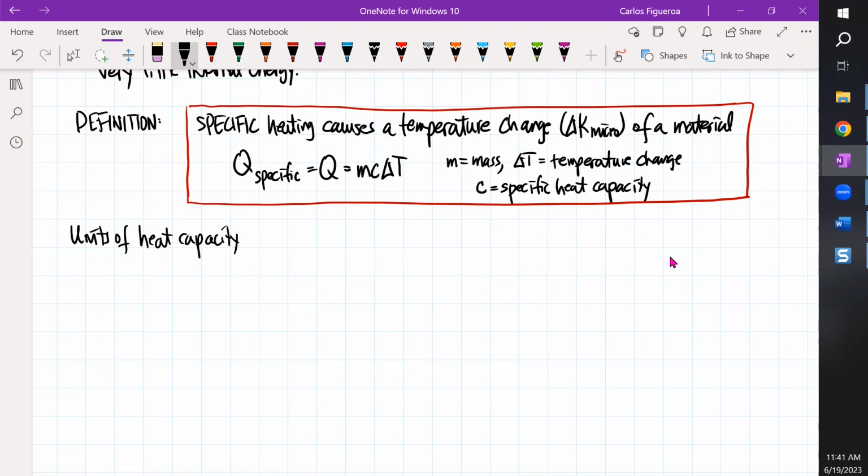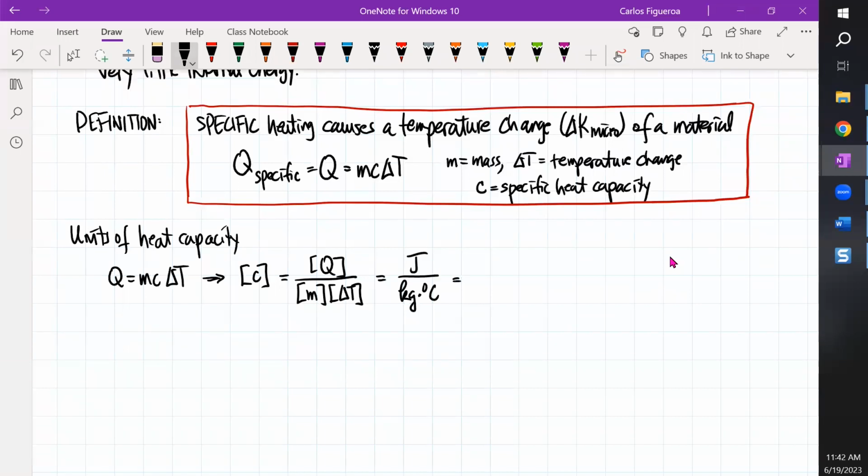So if I solve for the heat capacity, in other words, if I have Q equals MC delta T, that tells me that the units of heat capacity are the units of heating divided by the units of mass and the units of change in temperature. So I can write this two different ways: in terms of joules per kilogram degrees Celsius, or joules per kilogram Kelvin. Both of these are identical.